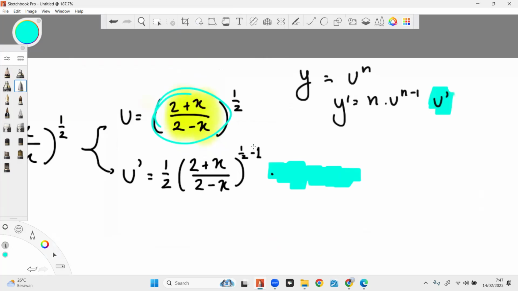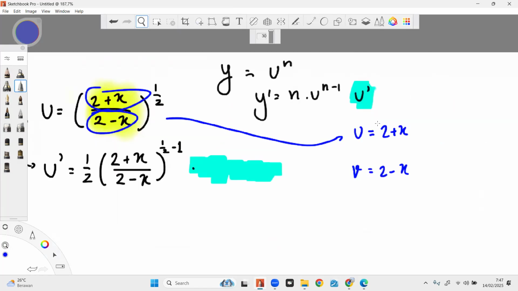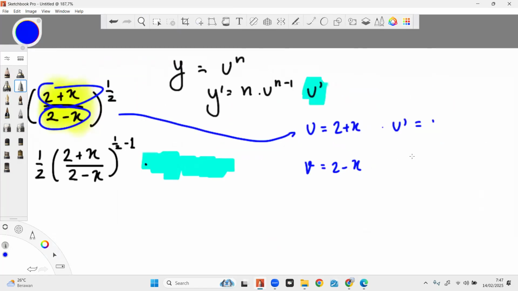Quotient rule, guys. Quotient rule. Then you have another u, which is not this u, but the top of the quotient rule. So I treat v, let's say, or yeah, you can just write u, another u of course, as 2 plus x, and then v is 2 minus x. What is u accent then? 1. v accent, negative 1, right? So the derivative of the inside is u accent v minus u v accent over v squared.